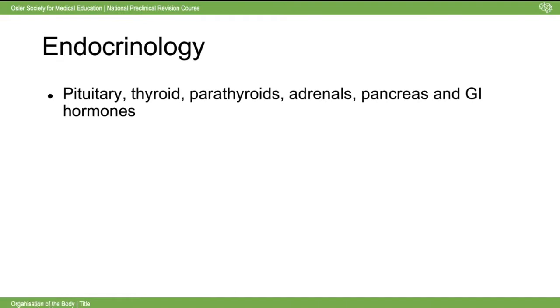So, for first year, you need to know about the pituitary, the thyroid, the parathyroids, the adrenal glands, the pancreas, and gastrointestinal hormones. And you'll also be expected to incorporate experimental evidence and clinical things as well. So in my slides, just for your reference, I've put evidence in purple and clinical things in pink.